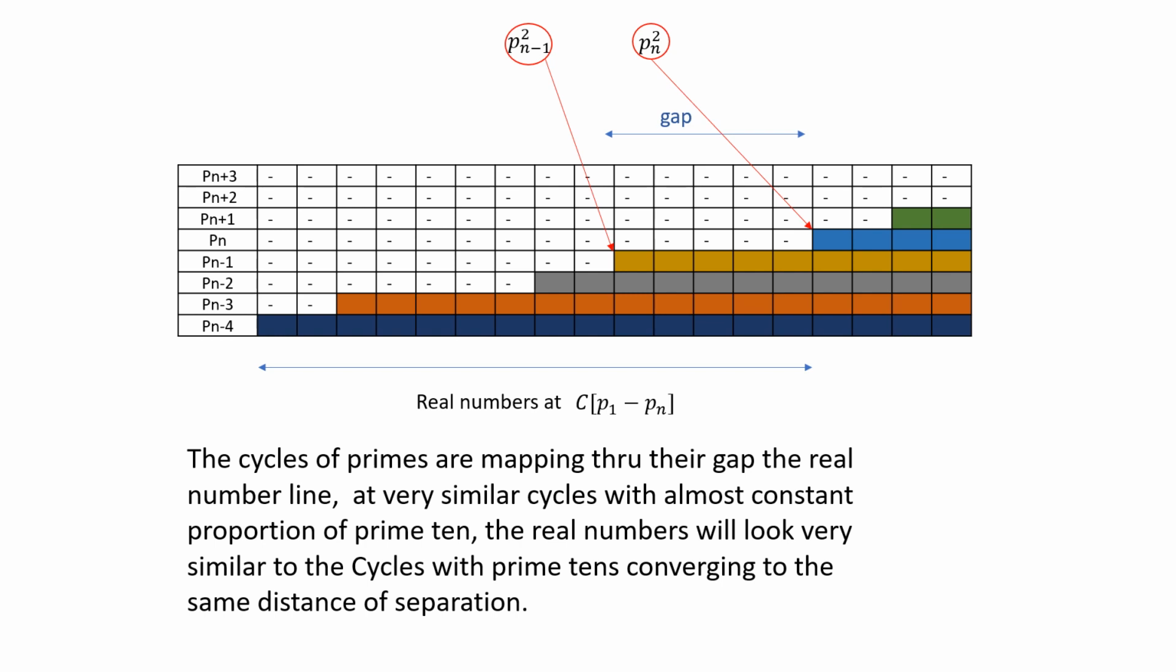We can see here how every cycle has a gap. We told this already. And how at the same time the cycles will be mapping the real number line. But if all the cycles look similar, the real number line will look similar to the cycles.